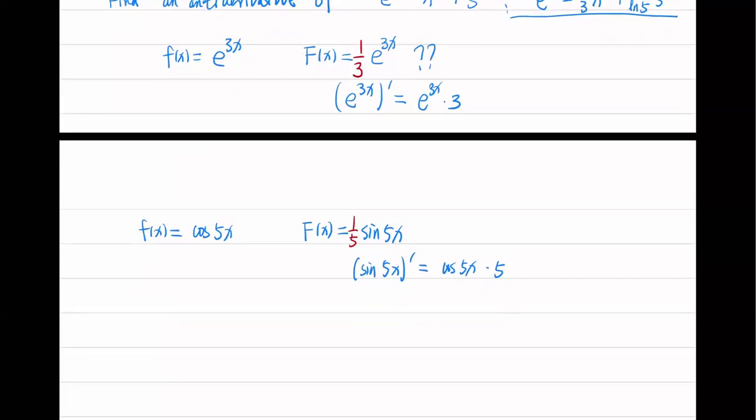Another one. f(x) equals 3x, 4 cosine 5x. Let's find an antiderivative.